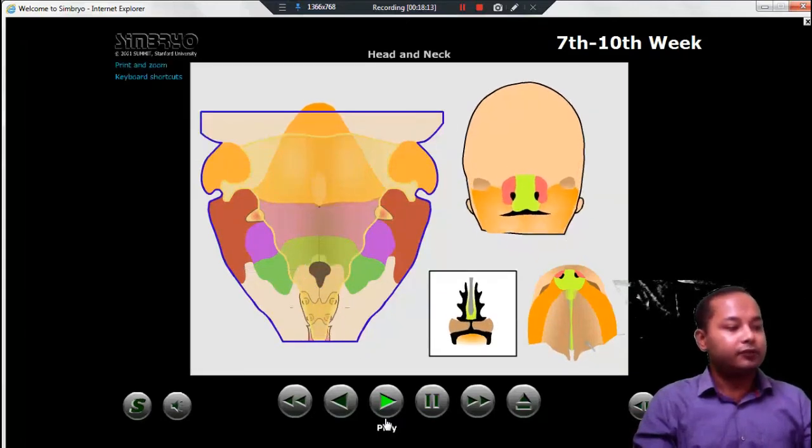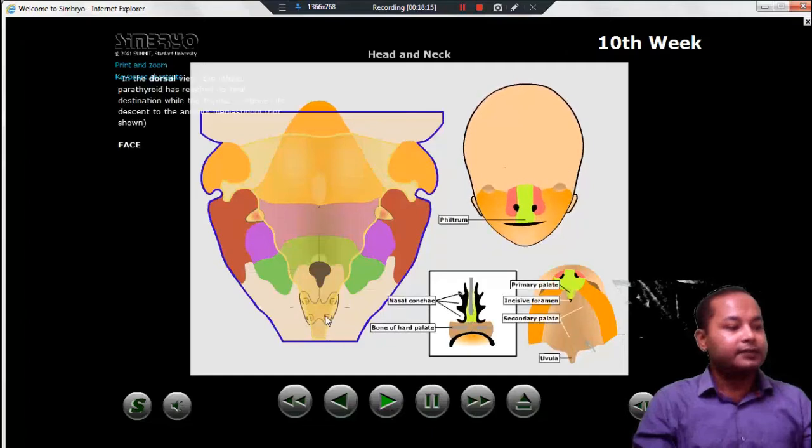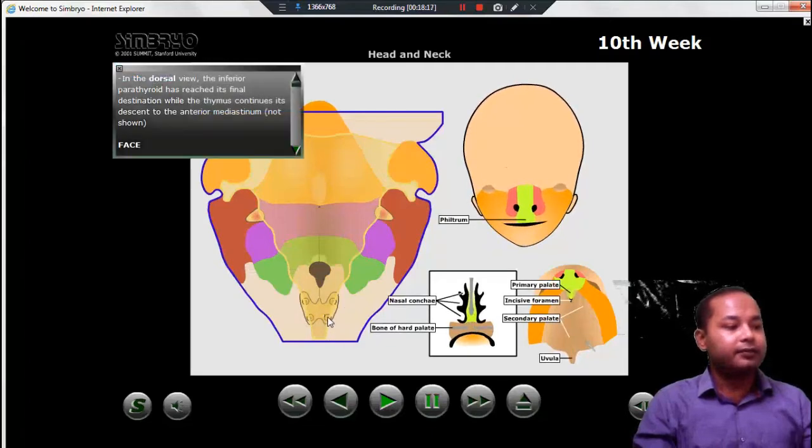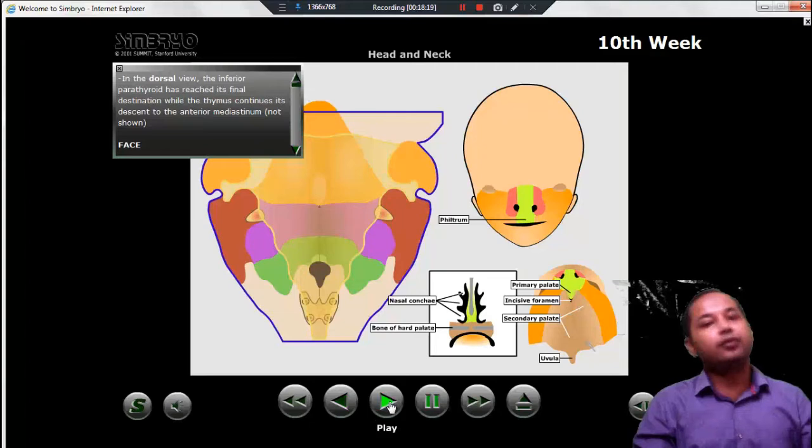So as we drop downwards, the inferior parathyroid has been left over, and the thymus has gone downwards.